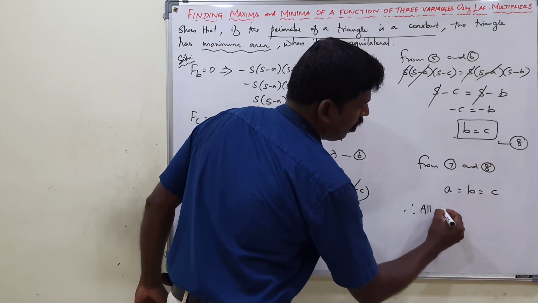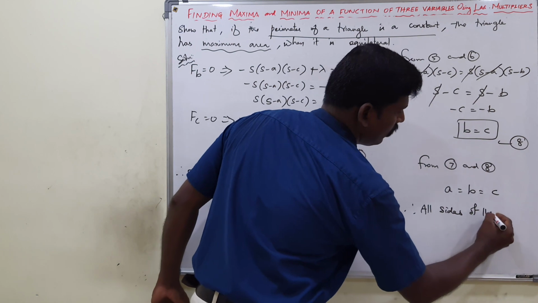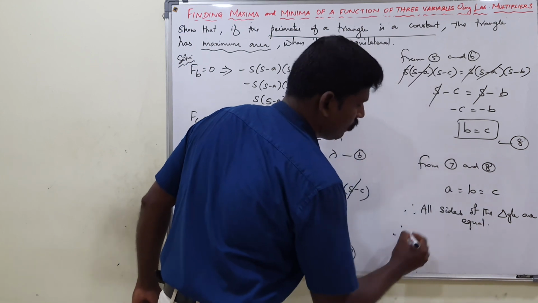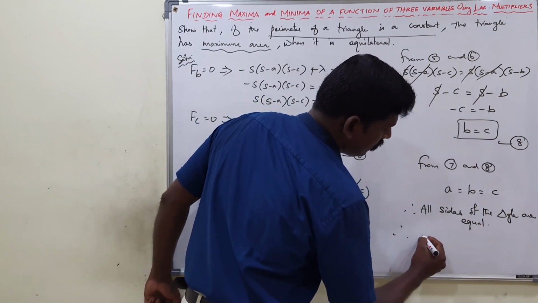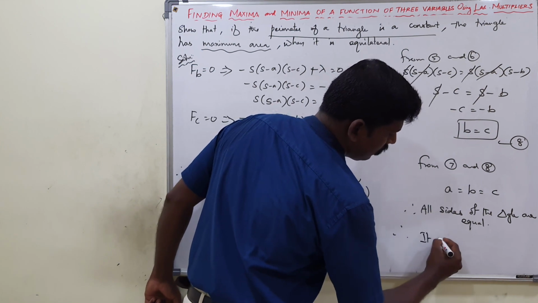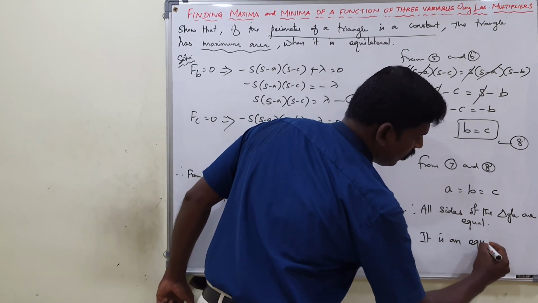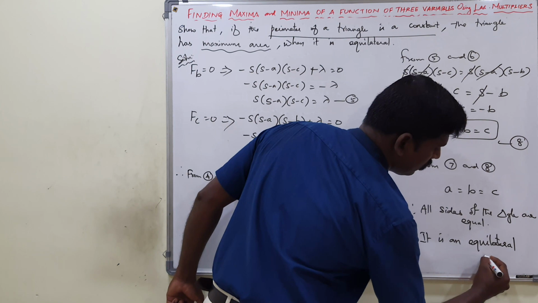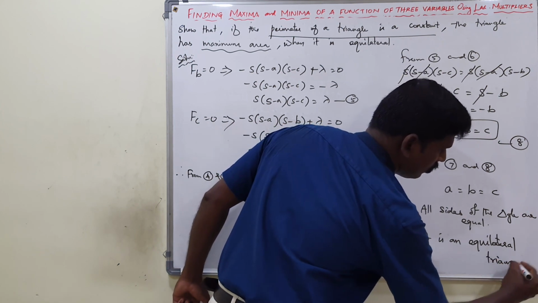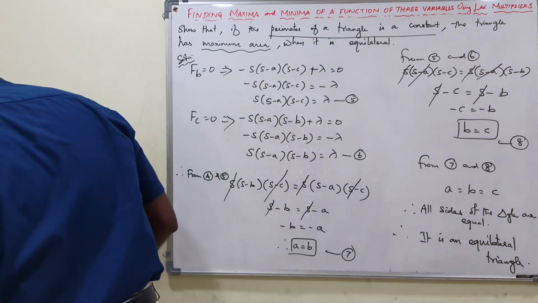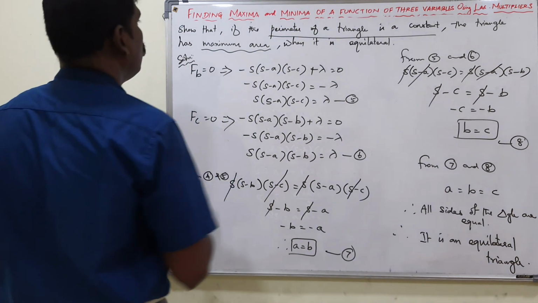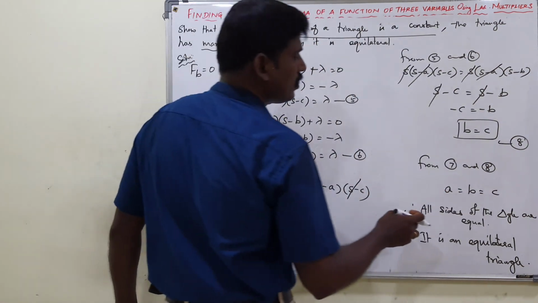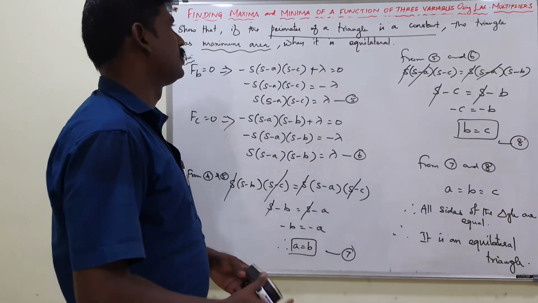Therefore all sides of the triangle are equal. Therefore it's an equilateral triangle. That's all. Okay, right? Just we prove all the sides are equal. Therefore the given triangle is not a scalene triangle, it's an equilateral triangle. That's a very easy problem.